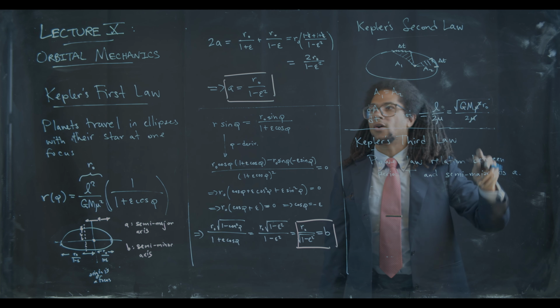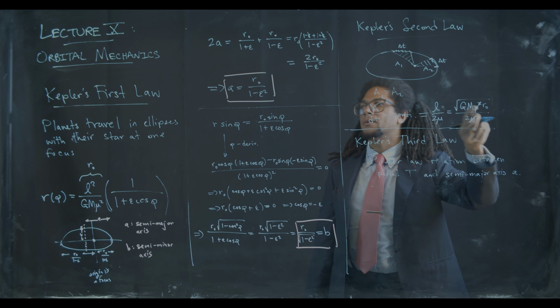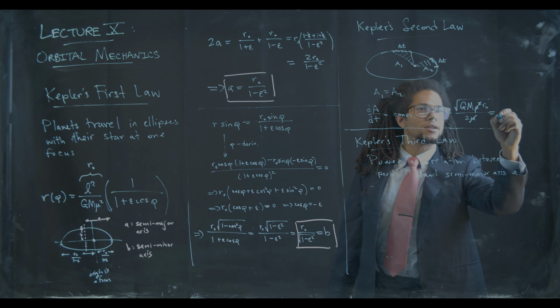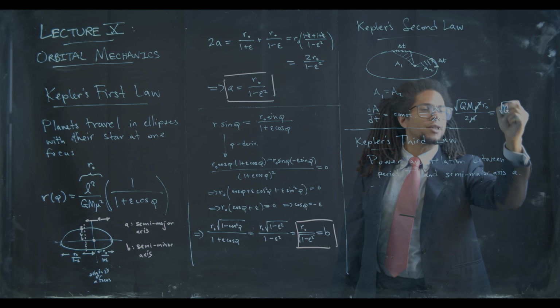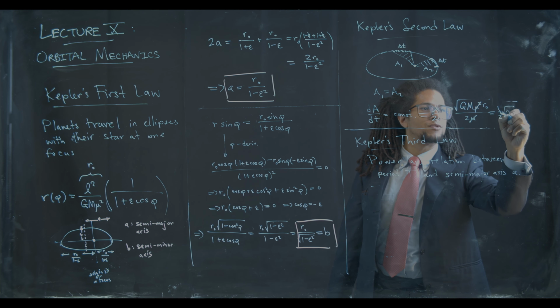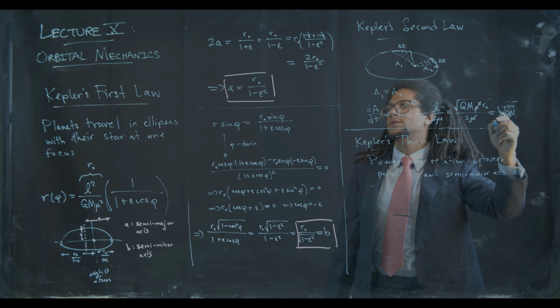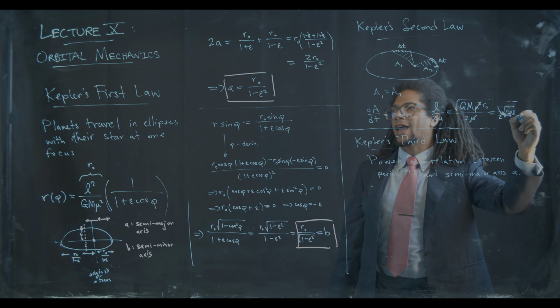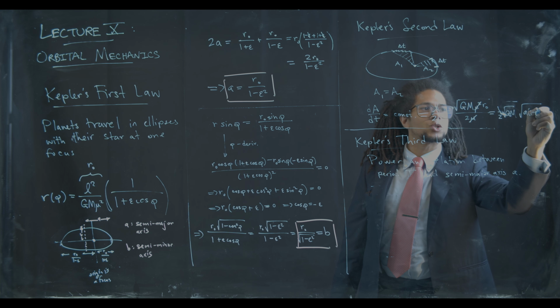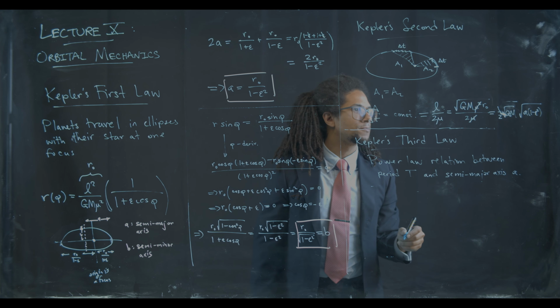Then I want to take R naught and replace it by the semi-major axis. So this is then the square root of G, let me say actually, I'll pull the 1/2 out. 1/2 the square root of Gm times the square root of A times 1 minus epsilon squared. Good.